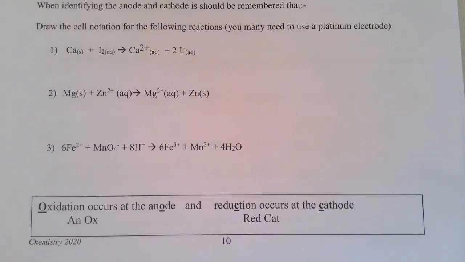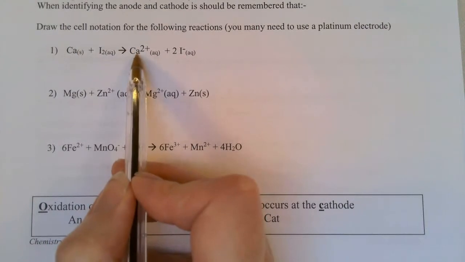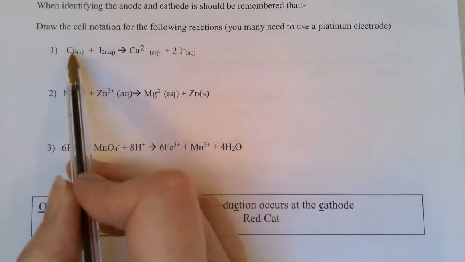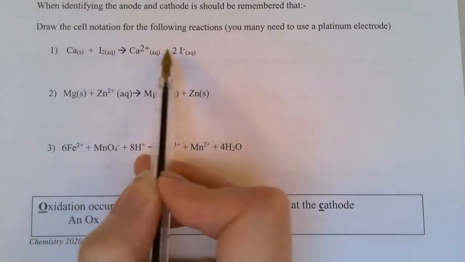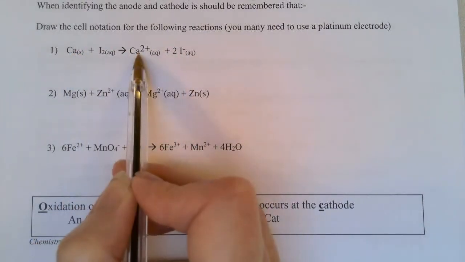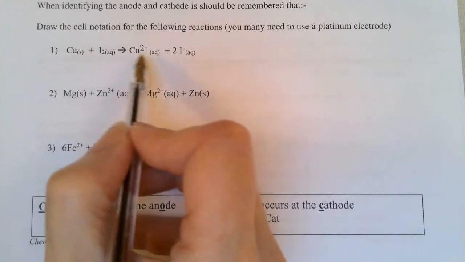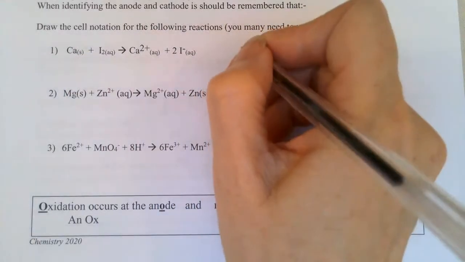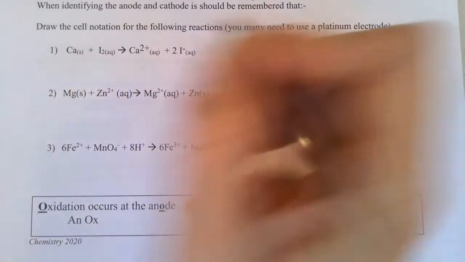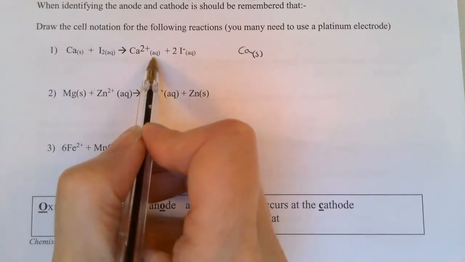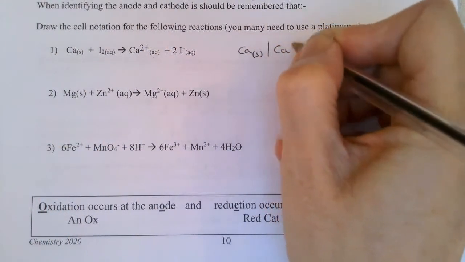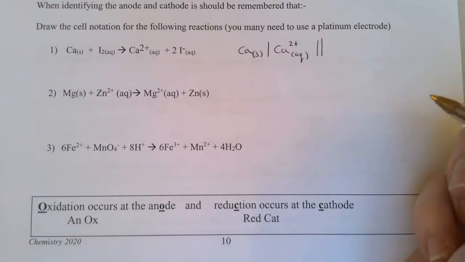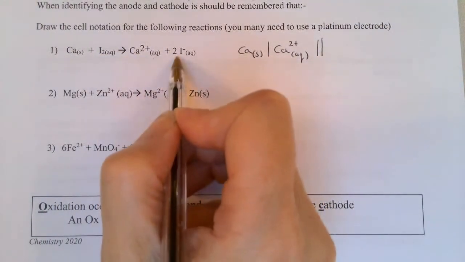So let's look at a couple of examples. Here we have calcium being oxidized to calcium 2+, and iodine being reduced to iodide. So this is my oxidation reaction, and this is my reduction reaction. My oxidation reaction, my anode, always goes first. I don't need a platinum electrode in this case because the calcium solid can act as my electrode. So I have calcium solid in a different phase from the calcium ions because these are aqueous. So I have a straight line, Ca2+ aqueous, double line to represent my salt bridge, and then I have my iodine changing into iodide.